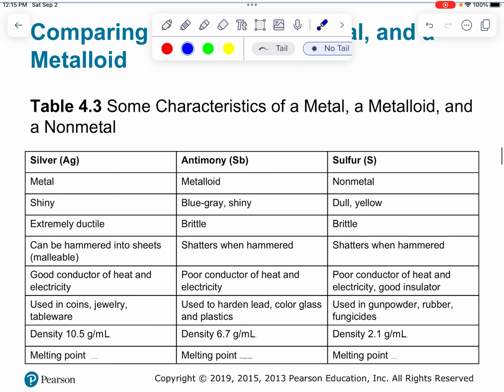Okay, so here's a table summarizing characteristics of a metal, a metalloid, and a nonmetal. Notice the metal has a density of 10.5, the nonmetal 2.1. The melting points aren't showing up here, but the melting point for silver is 962 degrees C, the melting point for antimony is 630 degrees C, and the melting point for sulfur is 113 degrees C.